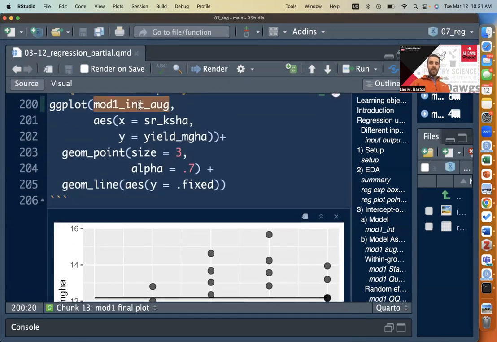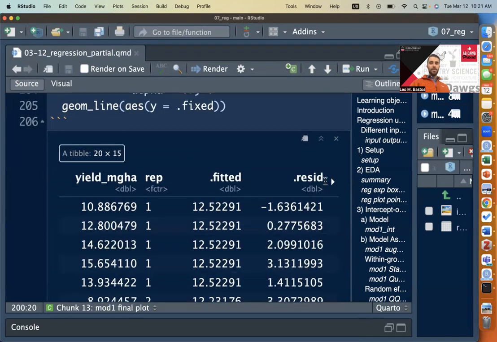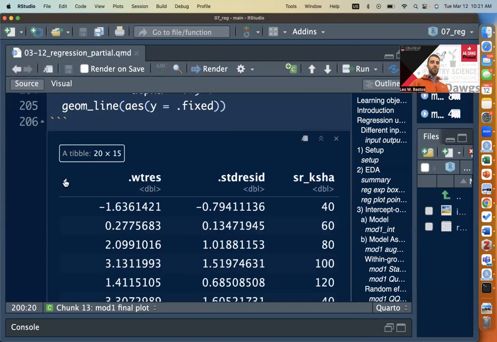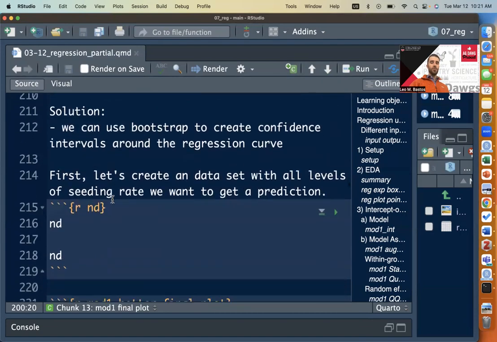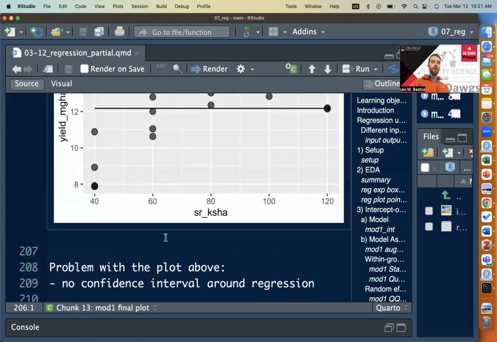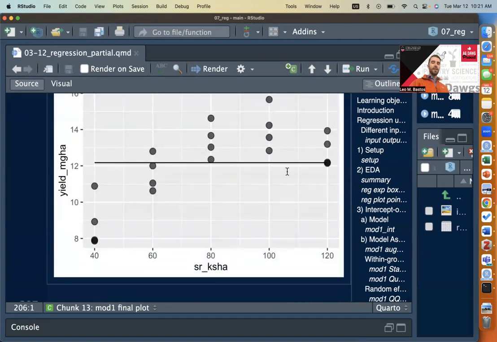Our augmented data set does not have any columns here related to, if you imagine we wanted to show an error bar around this line, that is not anywhere in that table. So we have to create that. One way to create error bars around any regression line is to use Bootstrap.